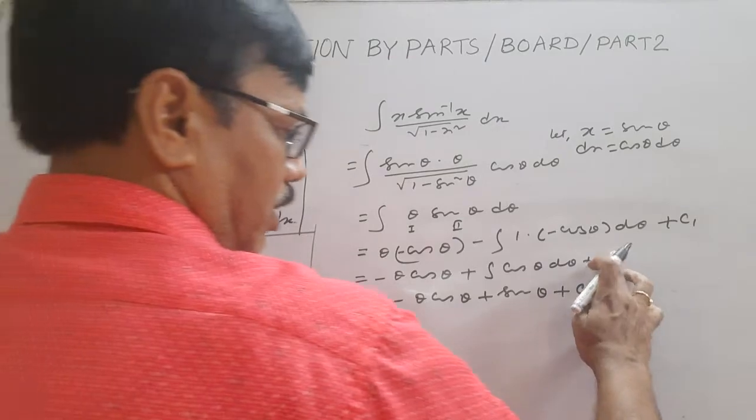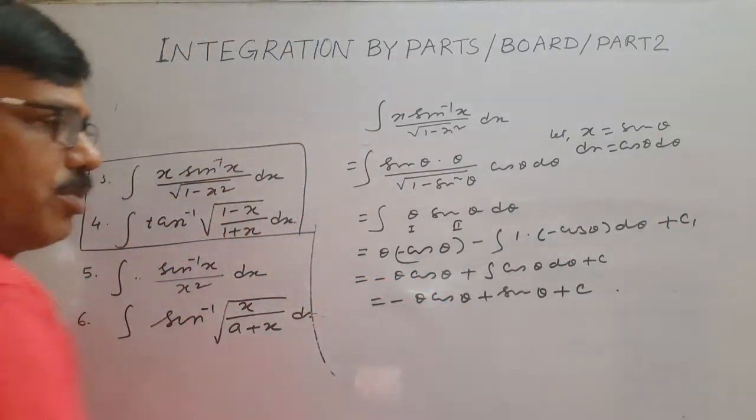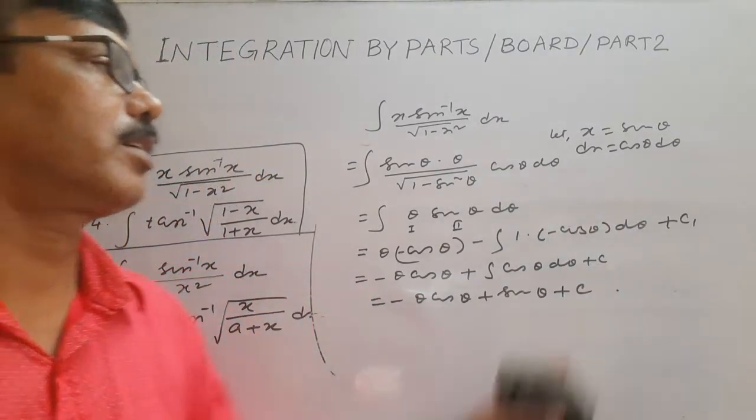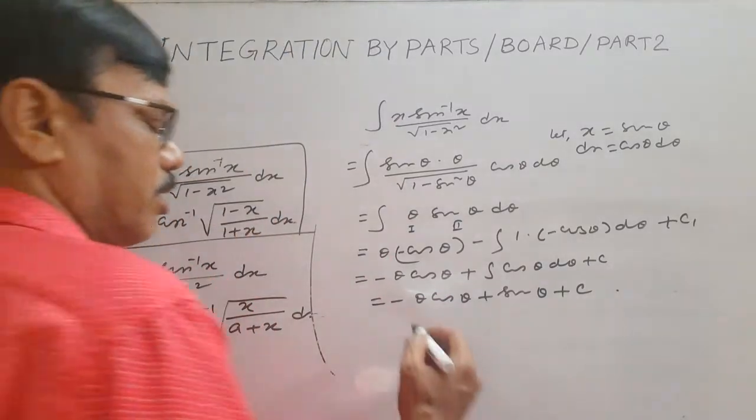So C1, this is C. Suppose on integrating you get another constant, so C1 plus C2, that is C. Now convert theta in terms of x.